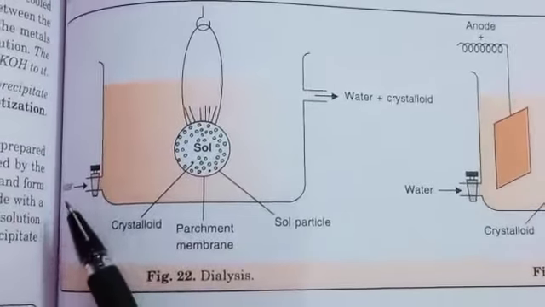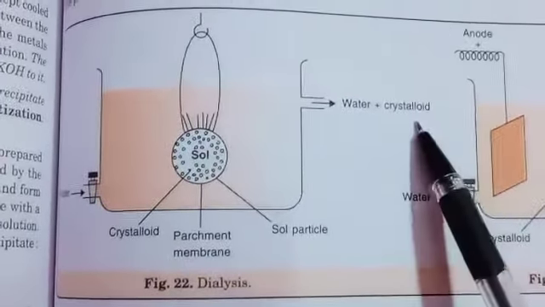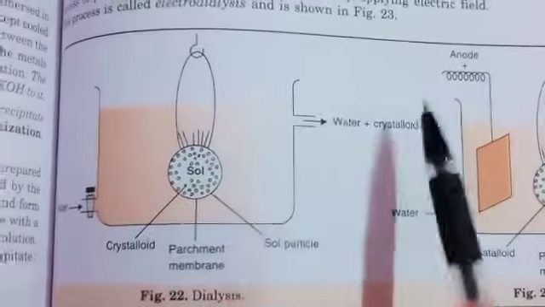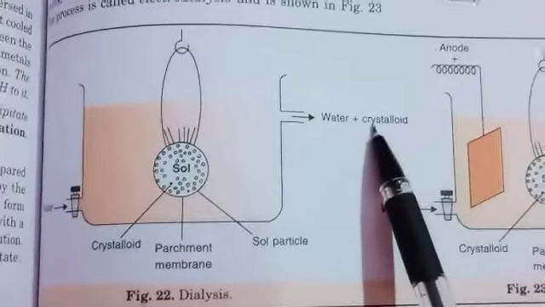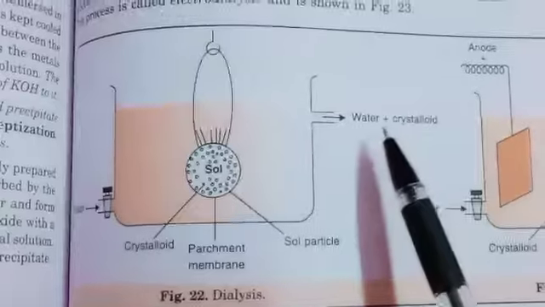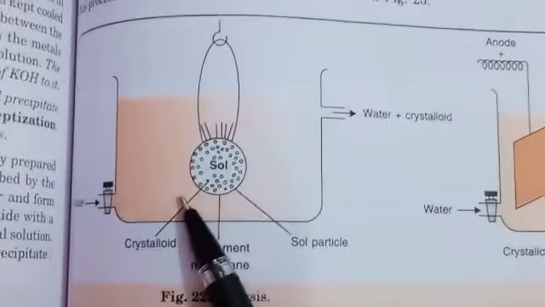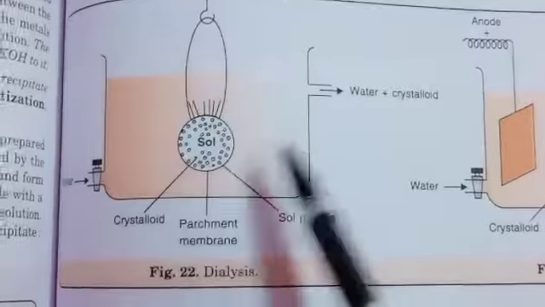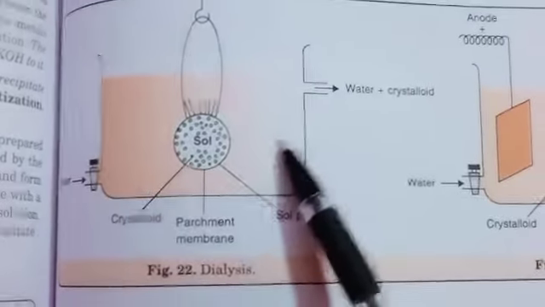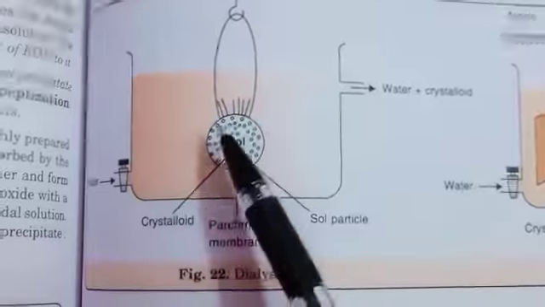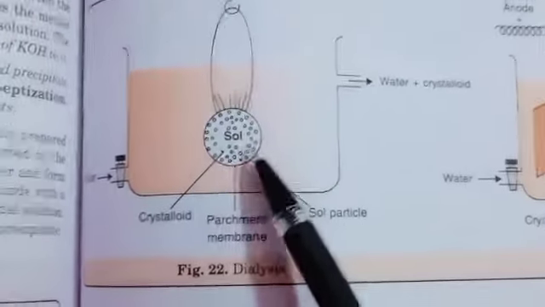Now just see here, on this side it's water, and this side is water plus crystallite. This one is a source from which you have to supply water. Now the bag is suspended in fresh water. The impurities slowly diffuse out of the bag, leaving behind pure colloidal particles in the solution.